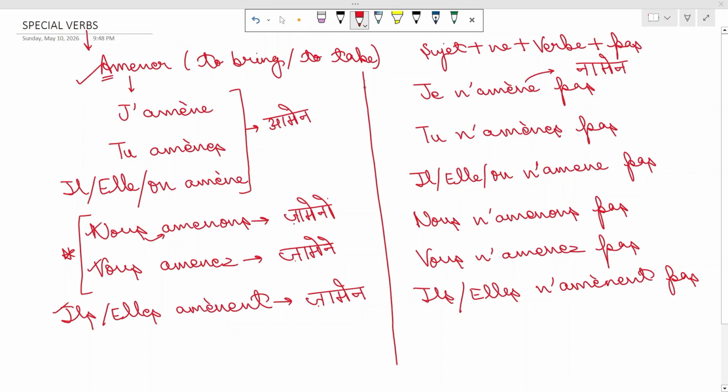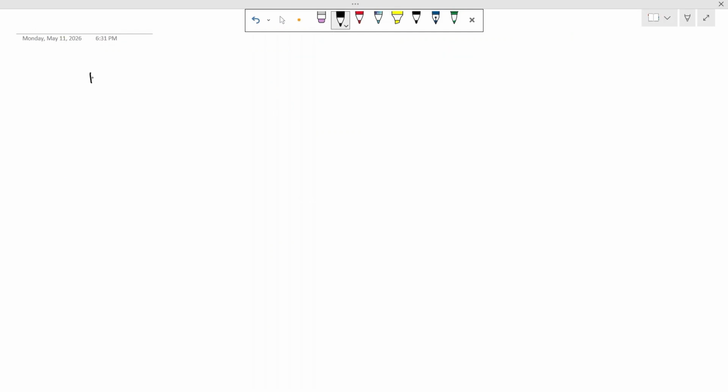So now I'm going to take up some sentences for the purpose of making you understand the usage of this verb amener in the formation of sentence. The first sentence is J'amène Marie à l'école. We have already done the contracted articles.